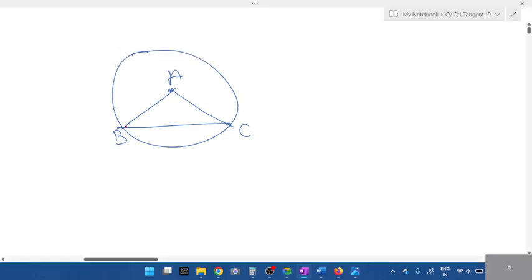A, B and C, students. A, B and C. They'll ask you to find A, B, C. How do you solve this question? You'll know the direct answer, right? How to find 40? Okay. Now, how did you all get 40? How did you all get 40?